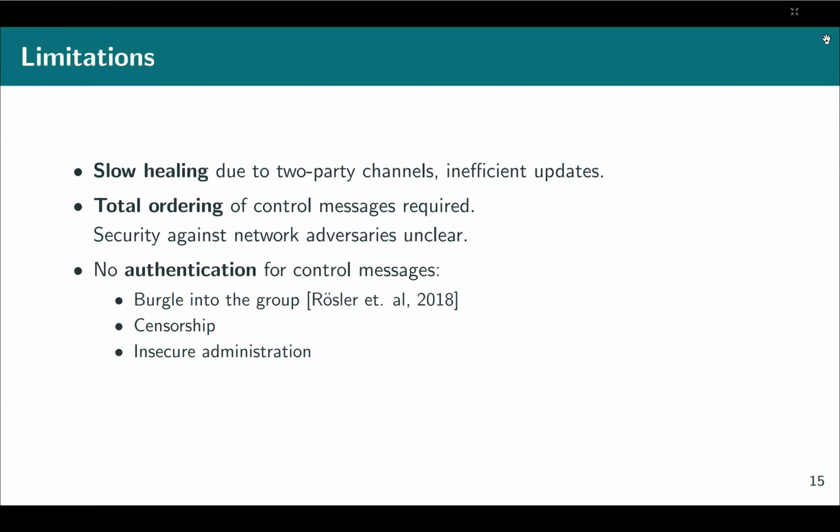There is also no authentication for these control messages, and this allows the server to mount some funny attacks on the group. For example, to add someone to an arbitrary group, or to censor a person and make it look like this person left the group, whereas nobody removed this person. This was observed in previous work already, but we formalize it as well. And then we also observed some weakness in forward security in terms of authentication.